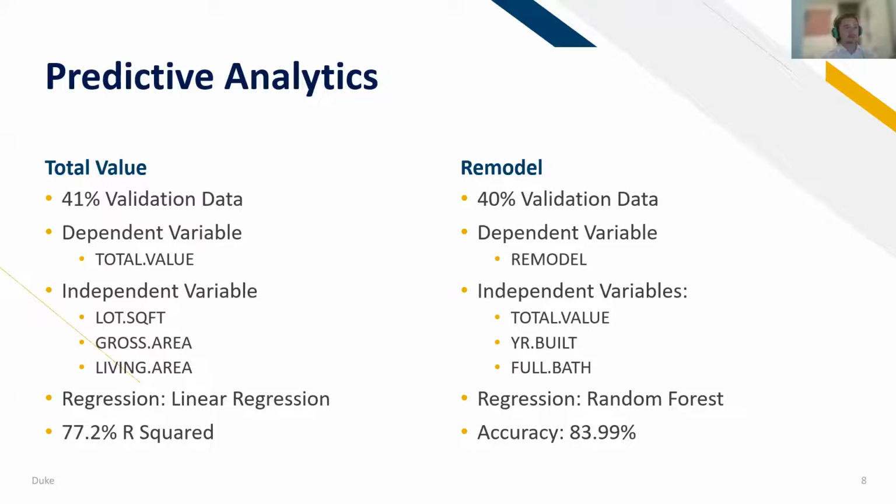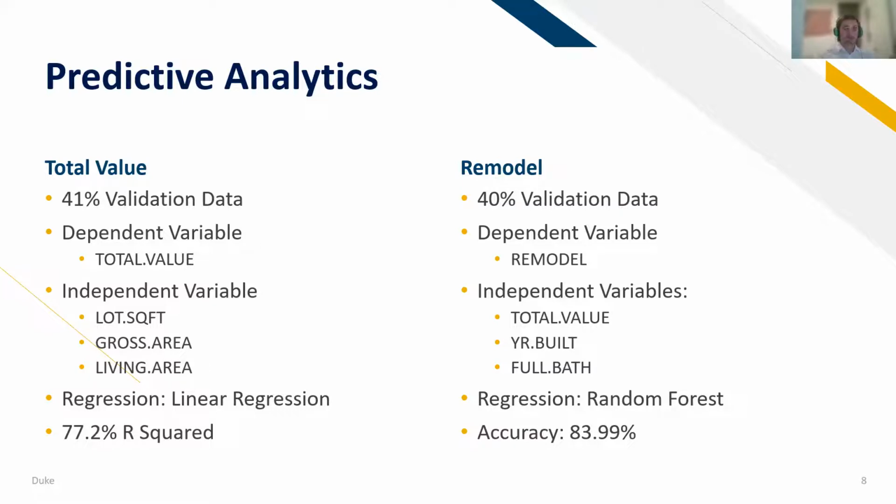In the remodeling section, I was using 40% validation data with a dependent variable of remodel and independent variables of total value, year built, and full bath, as we saw in the decision tree on the third slide. The regression technique that I used was random forest because it gave me the best accuracy of almost 84% on my remodel prediction, which I thought was pretty nice.